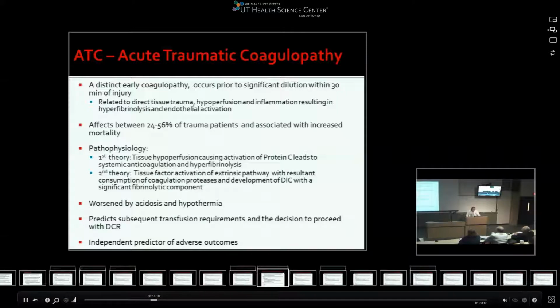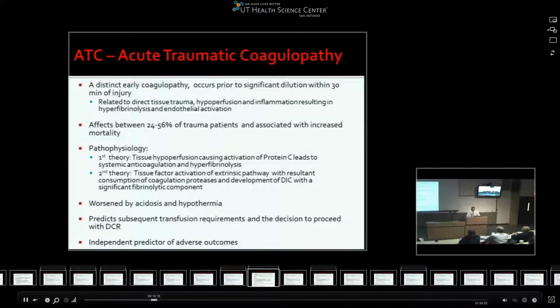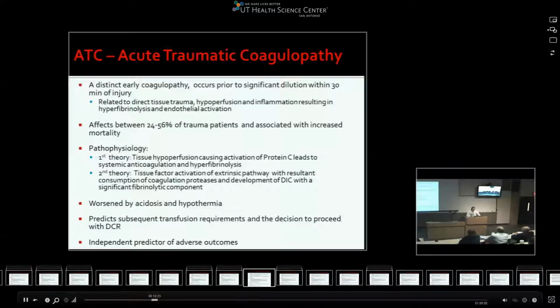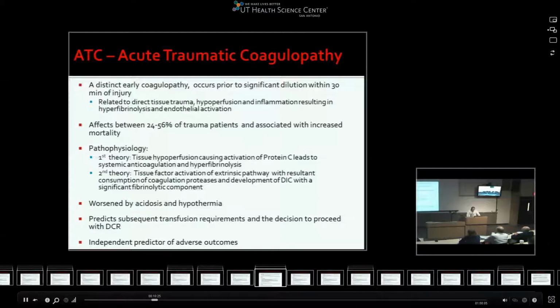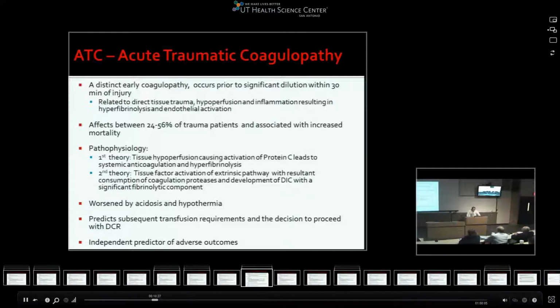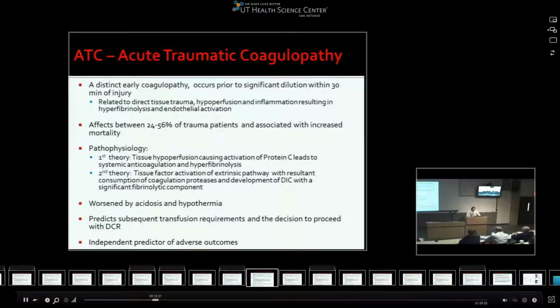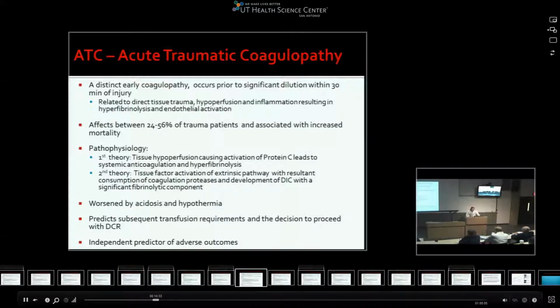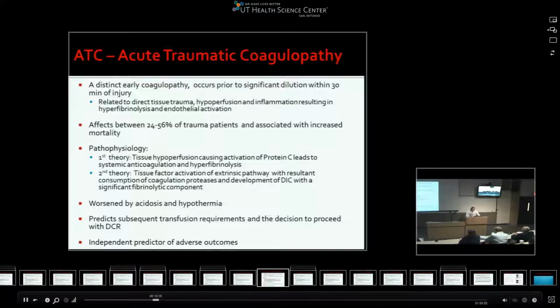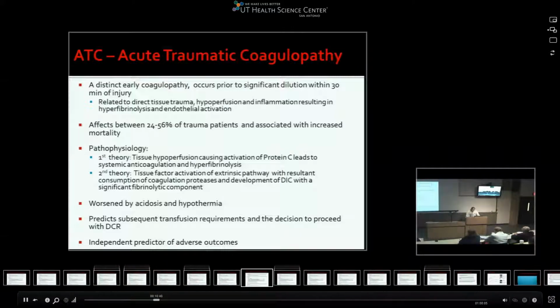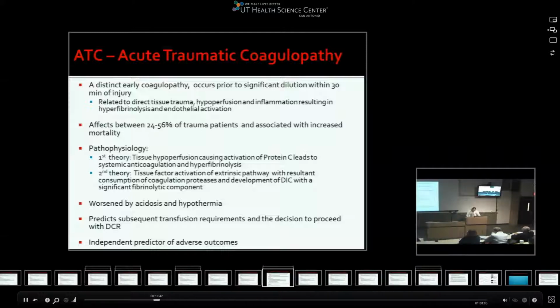There are 2 theories that get postulated. In the first theory, tissue hypoperfusion causes activation of protein C, which then leads to systemic anticoagulation and hyperfibrinolysis. In the second theory, tissue factor activation of the extrinsic pathway results in consumption of coagulation proteases and development of DIC with a significant fibrinolytic component. ATC is worsened by acidosis and hypothermia.